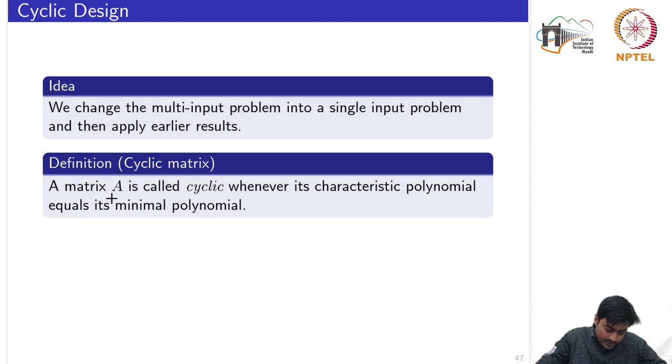So we define a matrix A as a cyclic matrix whenever its characteristic polynomial equals its minimal polynomial. The characteristic polynomial we have been discussing a number of times, but the minimal polynomial we had discussed during the stability week. Possibly in some of the earlier lectures we had discussed what polynomial we can say is a minimal polynomial.